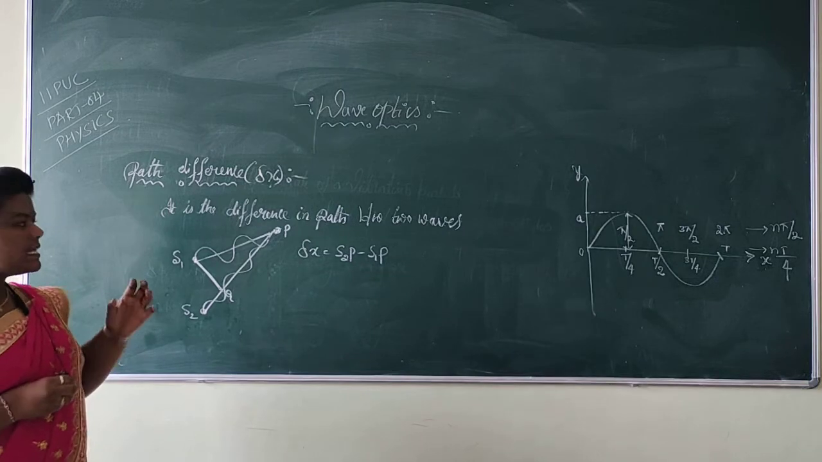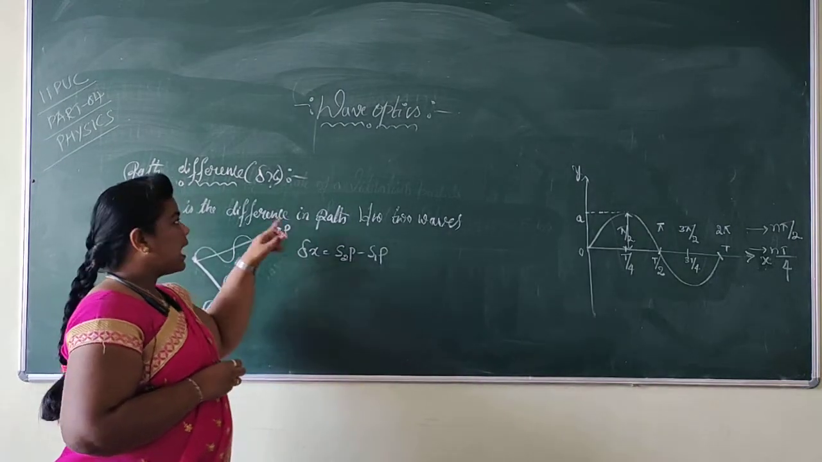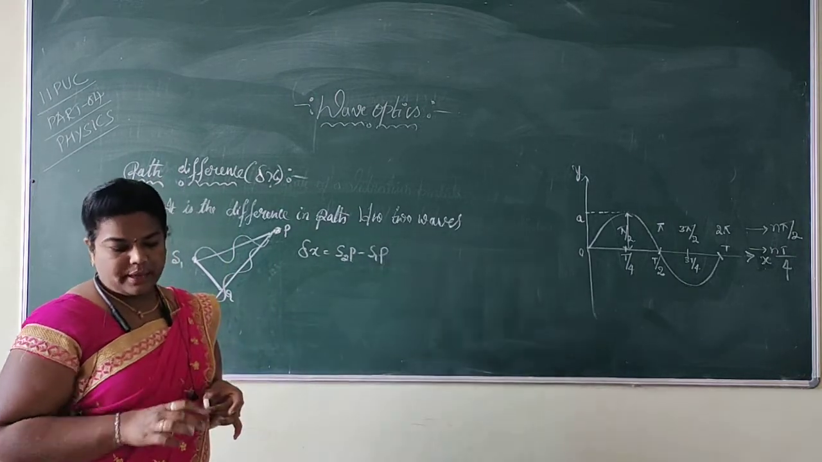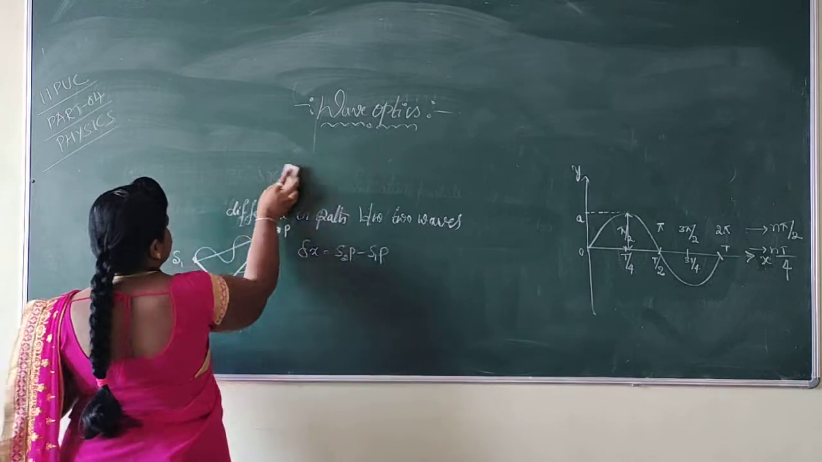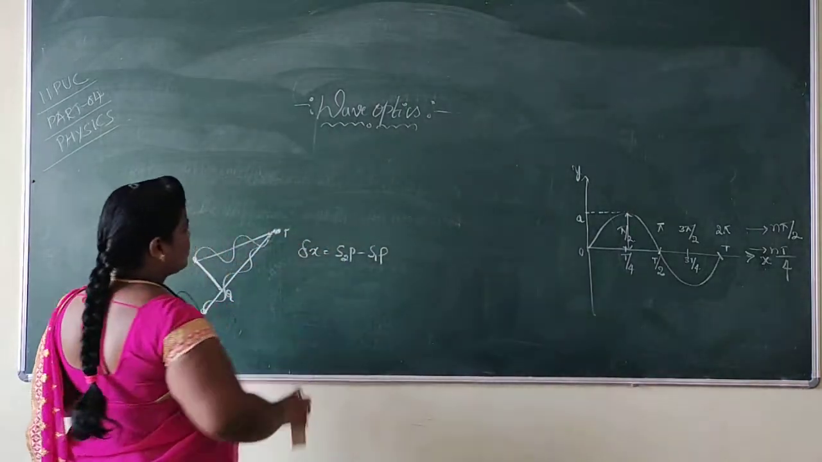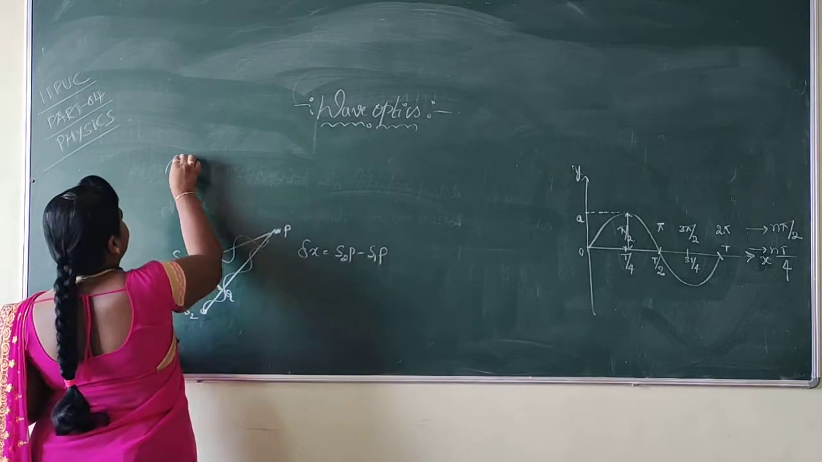Then there is a relationship between the path difference delta x and the phase difference delta phi. Let us observe the relationship between the path difference and the phase difference. We can take down the idea of the relationship between the path difference and the phase difference.